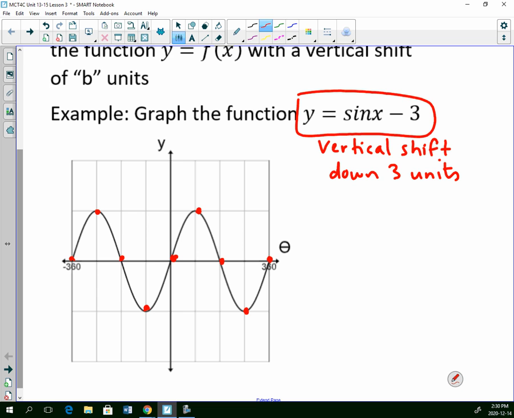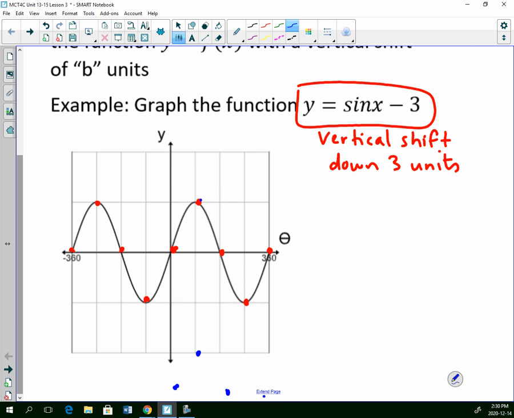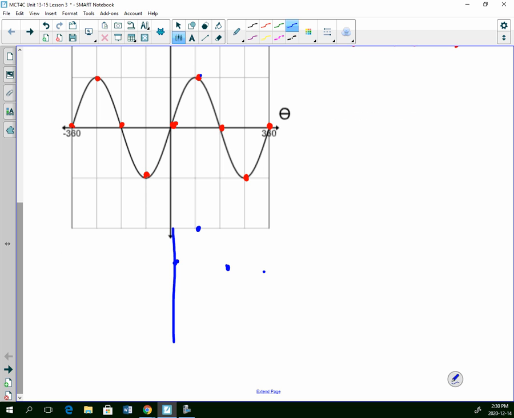So we could apply this by just moving those points down 3. This point would go down 3. I'll just estimate here. This point would go down 1, 2, 3. This point would go down 3. Running out of graph here, so we'll just extend this. This point will go down 1, 2, 3, and then this point. So here's my graph. Every point shifting down 3.